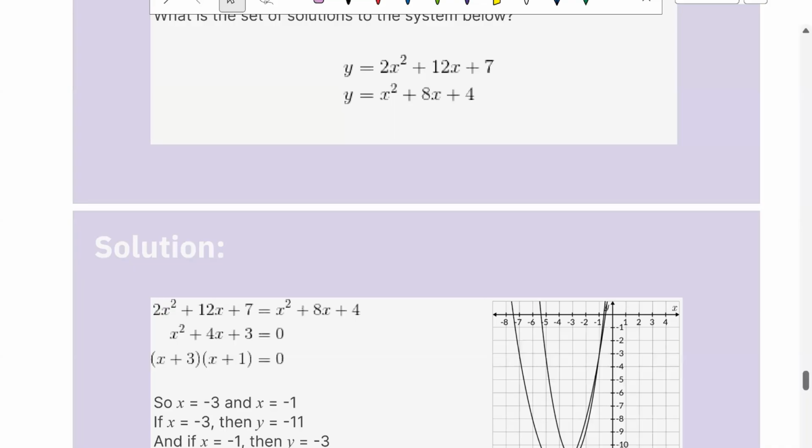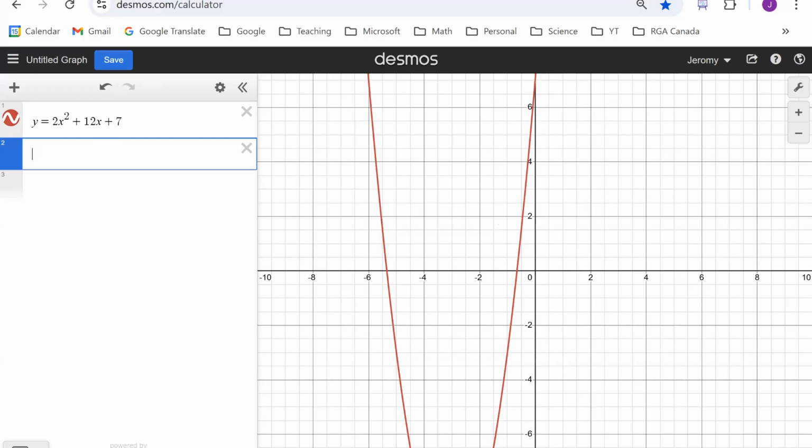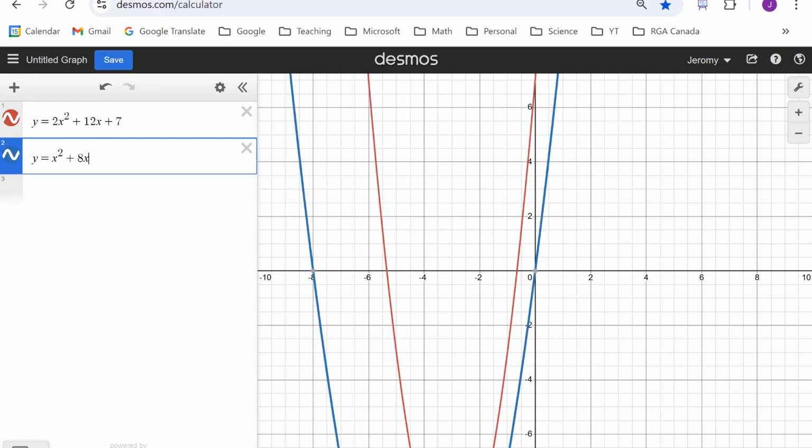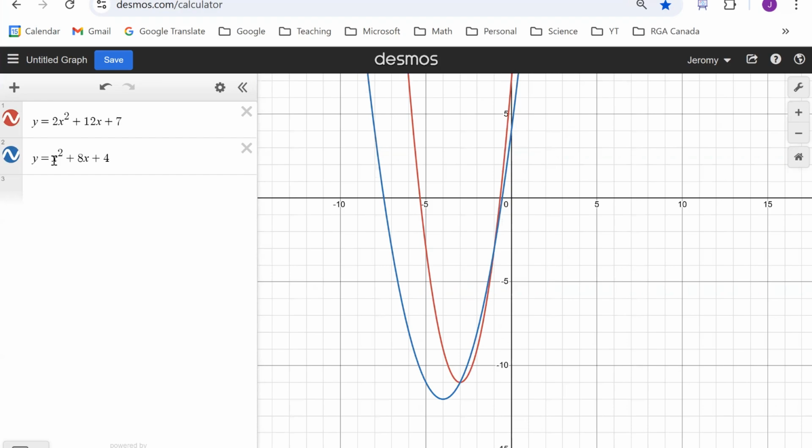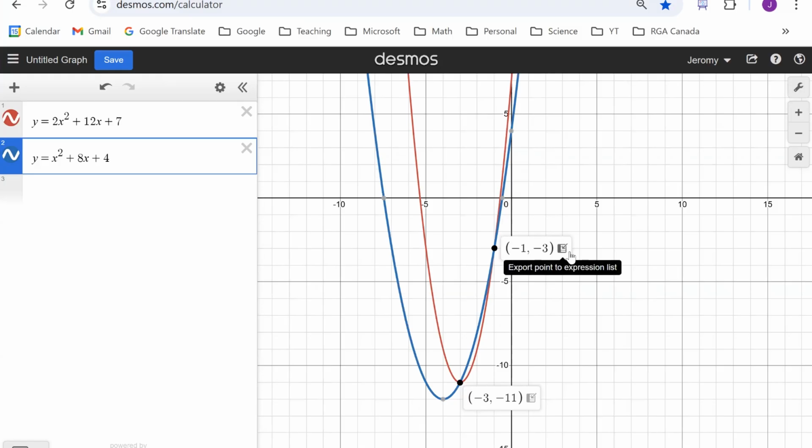equation. Our second equation is x squared plus 8x plus 4. And I've actually just gotten in the habit of pressing the right arrow after I do every single term, just to avoid that error from happening where it writes incorrectly of where I want it to write. So now we can see where it intersects, and that's here and here. So -3, -11, and -1, -3.